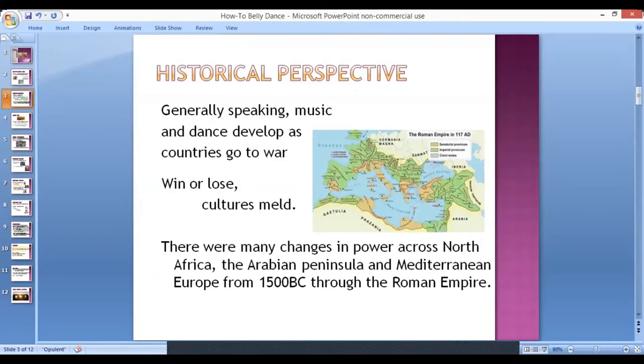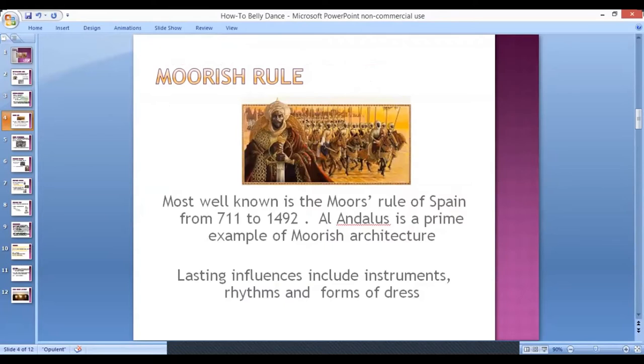In the case of Greece, mathematics, and then mathematics in music. So really, really interesting stuff if you dive into it. The most well-known, I think, is probably the Moors' conquest and rule in Spain from 711 to 1492. And it was called Al-Andalus, and you'll sometimes hear Andalusian this or that. It certainly is known as the home of flamenco, flamenco music and flamenco dance.